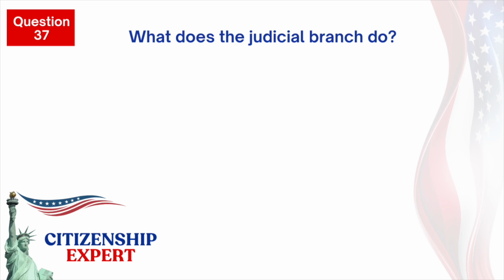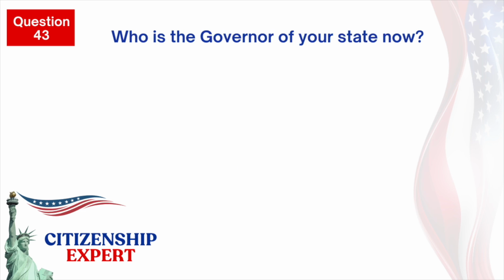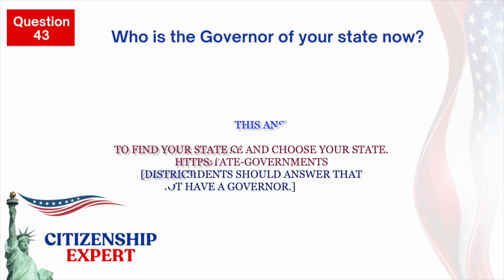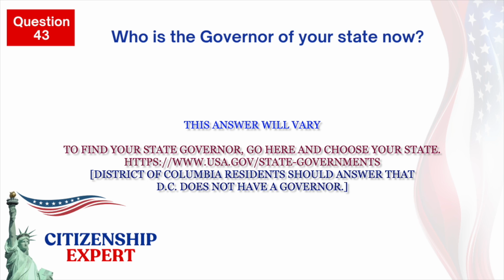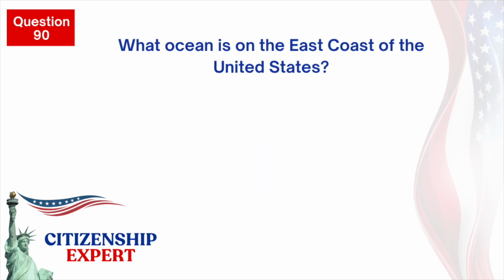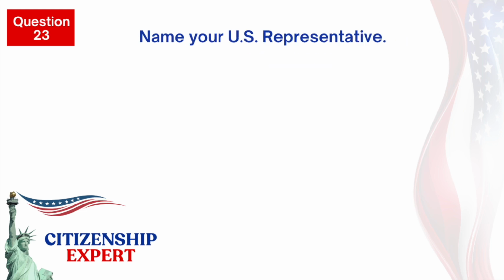What does the judicial branch do? Reviews laws. Who is the governor of your state now? What ocean is on the east coast of the United States? Atlantic Ocean. Name your U.S. representative.